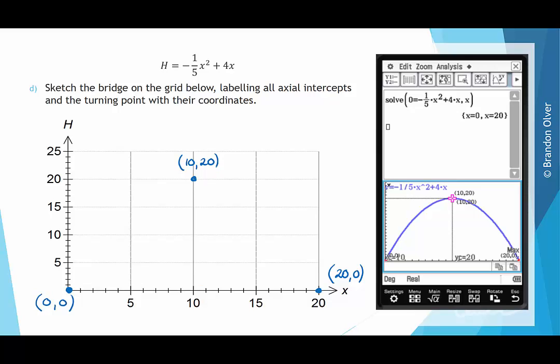And now all we need to do is make sure that our shape goes through all these key points. It's going to go through here, and it's going to come back down to our final X-intercept. So that's the shape of the bridge, and we've labelled all the key features with their coordinates.